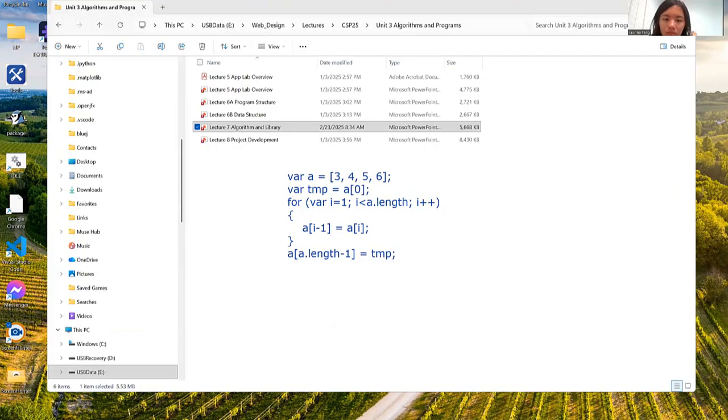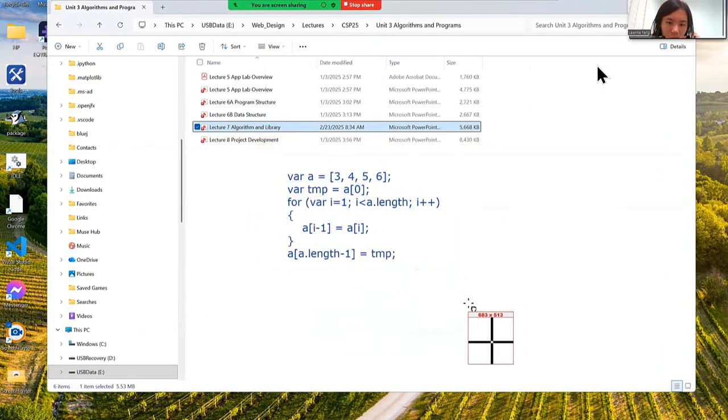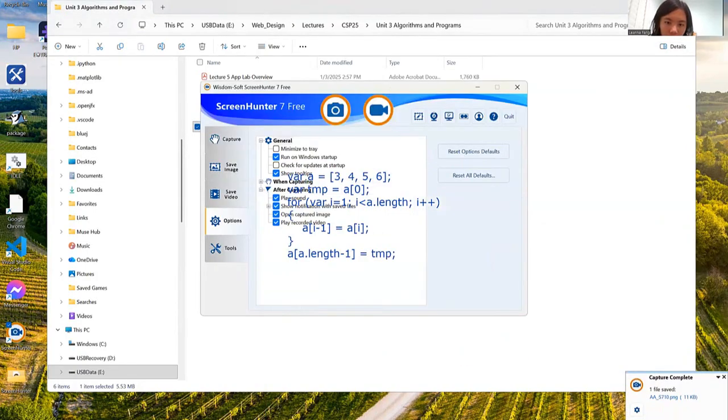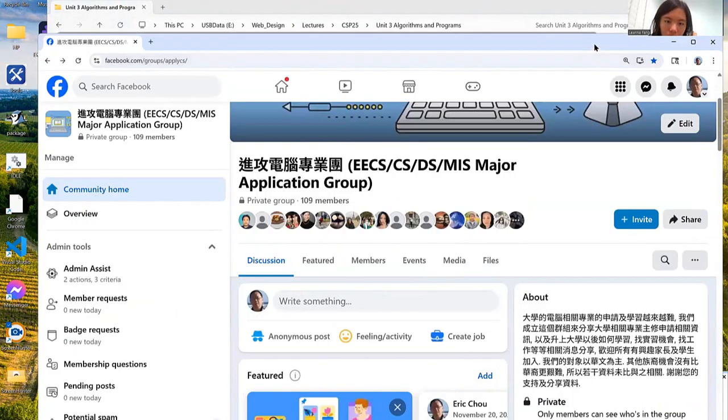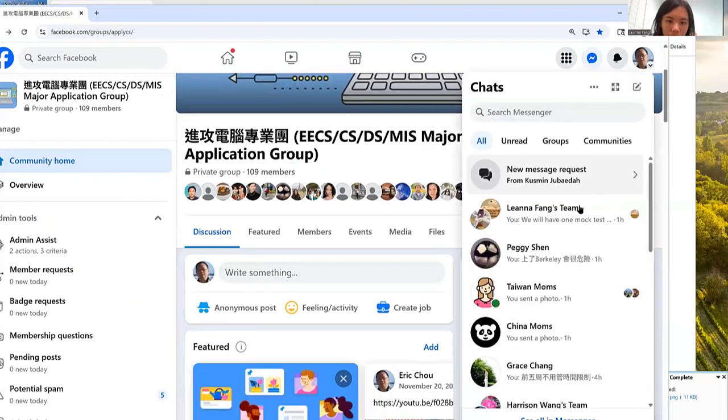You must remember it, okay? You must remember the rotation algorithm because it may be tested. It may be tested, okay?